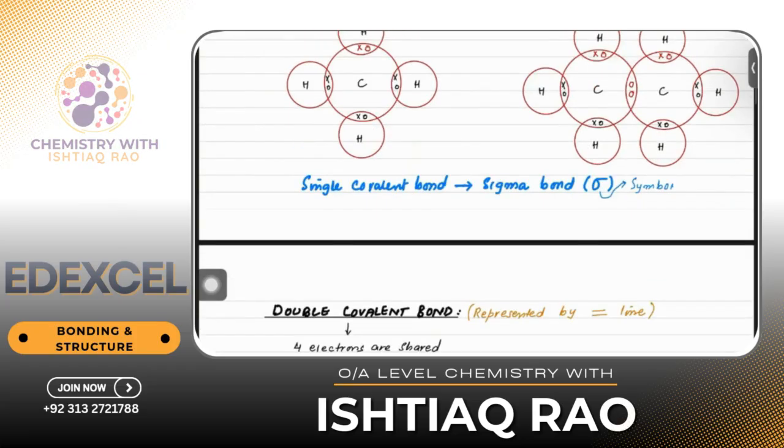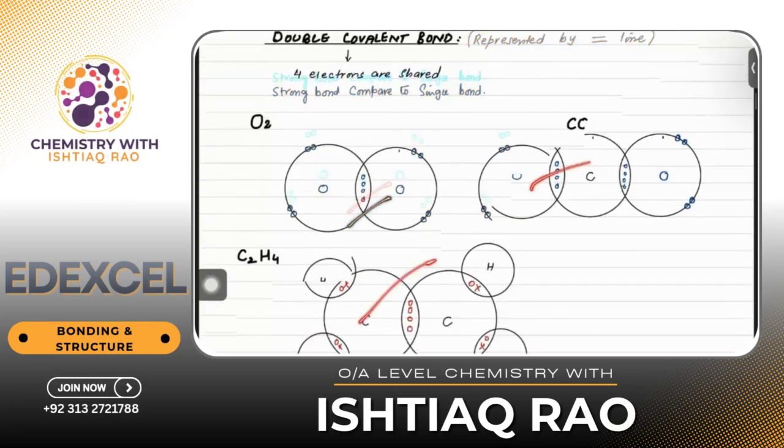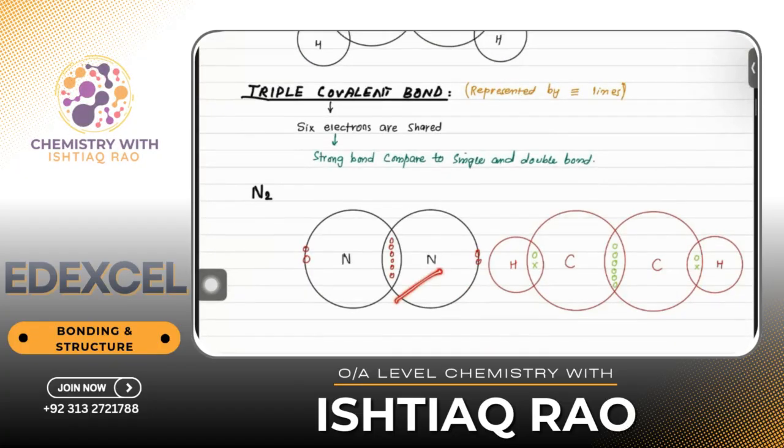They are double covalently bonded: CO2, O2, C2H4. And then the triple covalent bond: N2, C2H2. You can also see HCN. This is triple covalently bonded. So hopefully you know which is single, which is double, which is triple. It's a very basic thing. But in case you are struggling with this, you can tell me, I would be sharing another video in which I have drawn all the dot and cross diagrams in detail, right?